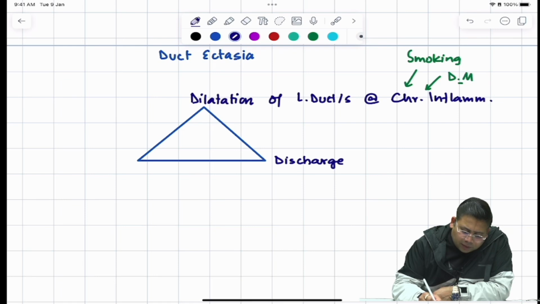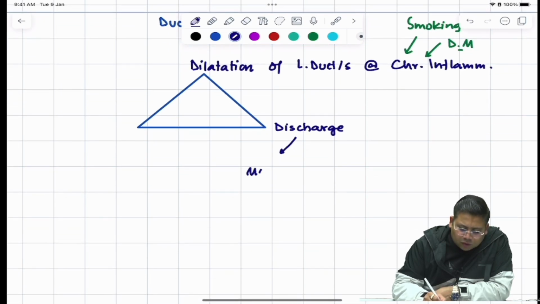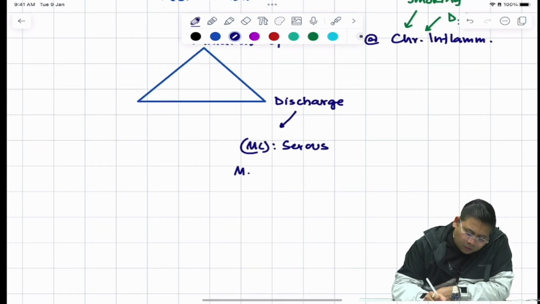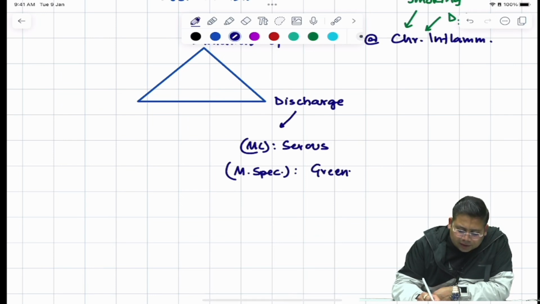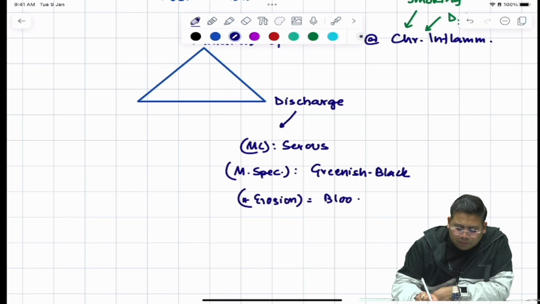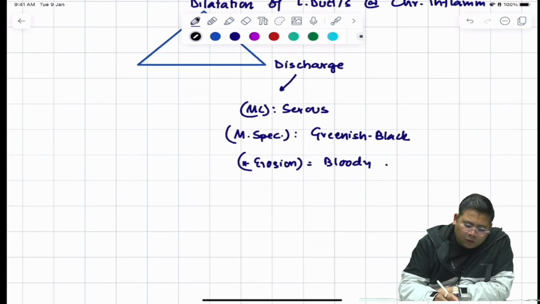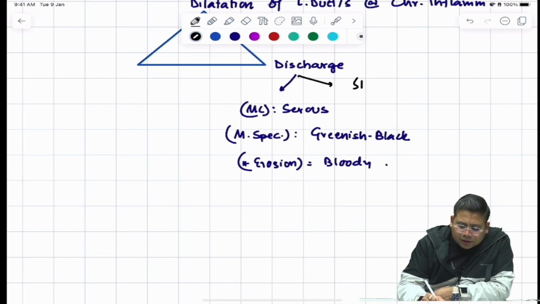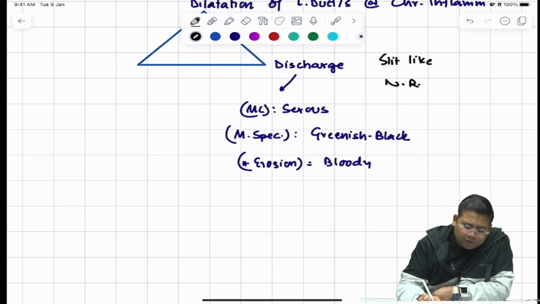So when we talk about the nipple discharge, we have three kinds. The most common type is the serous. I'll explain all the things. So the most common is serous. The most specific kind of discharge is the greenish black discharge. So this is again very important, greenish black. And remember, other pattern of discharge associated with erosion of the duct is the what, students? Is the bloody discharge. Apart from that, we also develop what? Nipple retraction. And what kind of nipple retraction do we develop, students? We develop the slit like nipple retraction. I'll explain each and everything, don't worry.